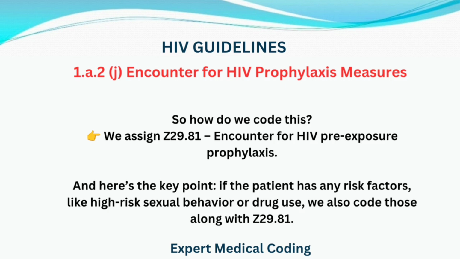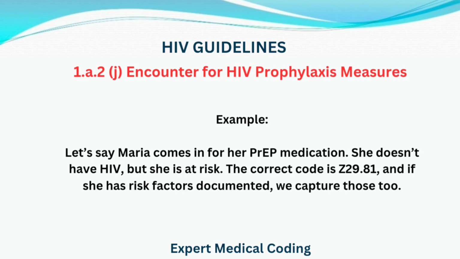And here's the key point. If the patient has any risk factors like high risk sexual behavior or drug use, we also code those along with this Z29.81. Quick example. Let's say Maria comes in for her PrEP medication. She doesn't have HIV but she's at risk. The correct code is Z29.81, and if she has risk factors documented, we capture those too.